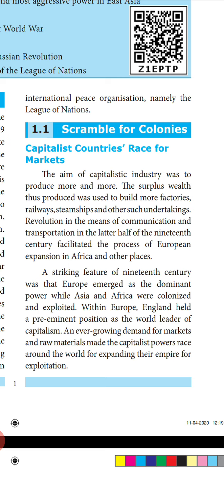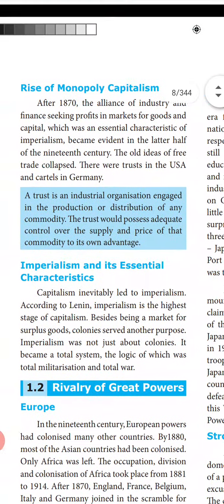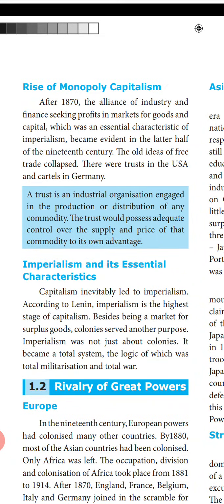Next, the rise of monopoly capitalism. After 1870, the alliance of industry and finance seeking profits in markets for goods and capital, which was an essential characteristic of imperialism, became evident in the later half of the 19th century. The old ideas of free trade collapsed. There were trusts in the USA and cartels in Germany.